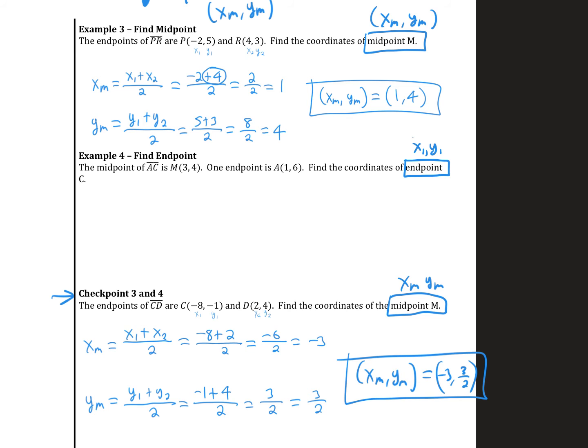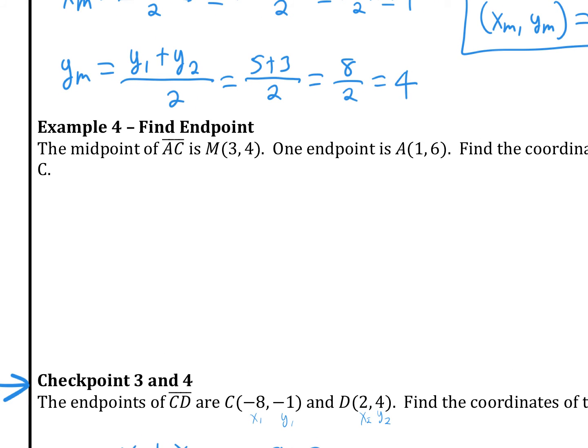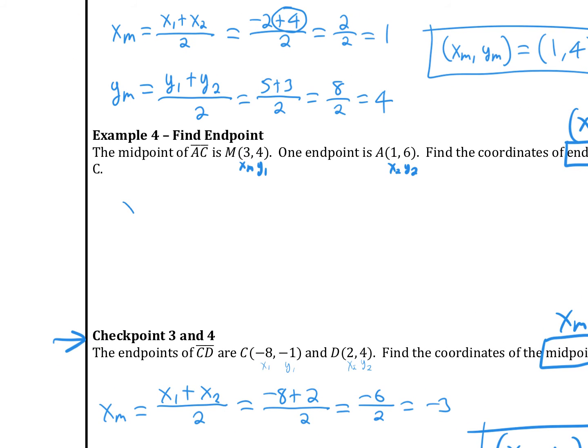And remember, the endpoints are either x1, y1 or x2, y2. I like to do x1, y1 for this. You'll see why in a second, okay? What's M? M is (3, 4). Is that x2, y2 or xm, ym? This is xm, ym, which means this has to be x2, y2. We're going to do a vertical representation of it this time. So we're going to do x sub m. Remember, it's the midpoint. What do we do? Add them together and divide by 2. Same thing over here.